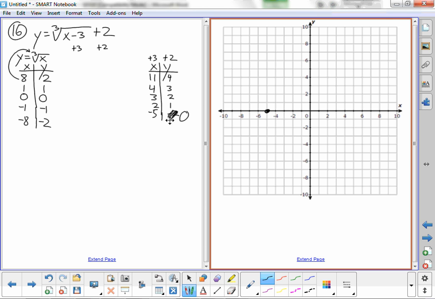Don't rush through stuff. 2, 1, then we have 3, 2, we got 4, 3, and then we got 11, which is like right here. So there's 11, 11, 4, which would be like up here. All right, and remember when you're connecting these, try to think of them as like half parabolas. That's going that way. This one's coming down that way. Okay, and there you go.